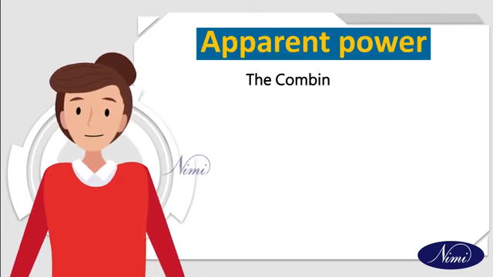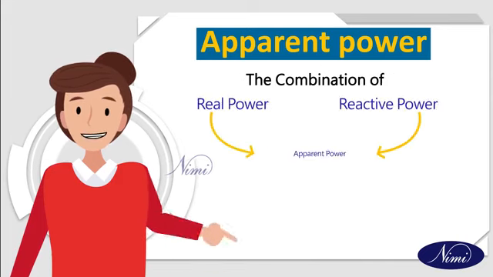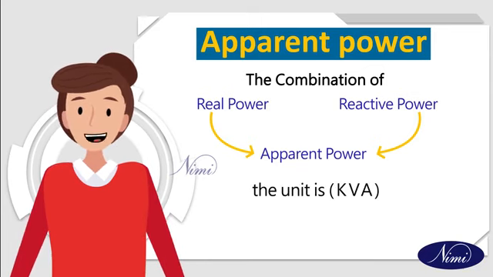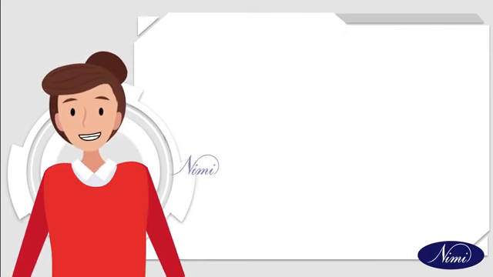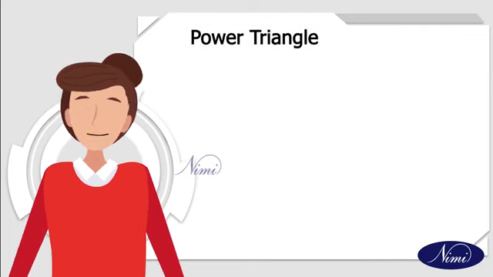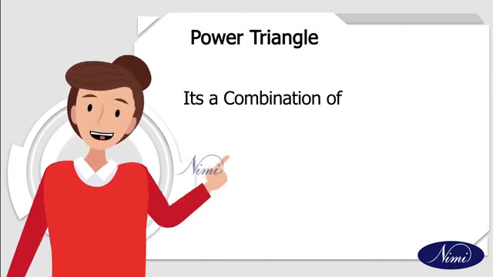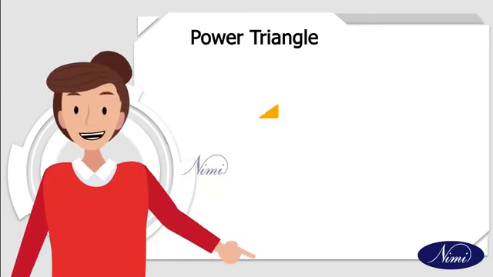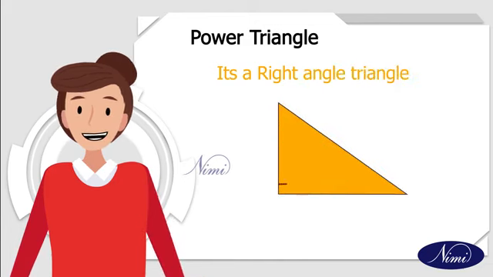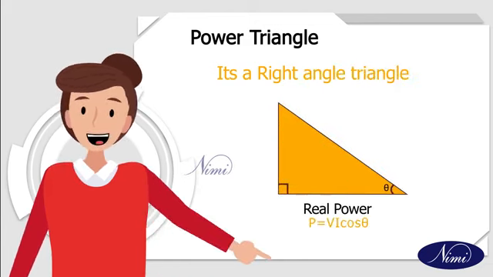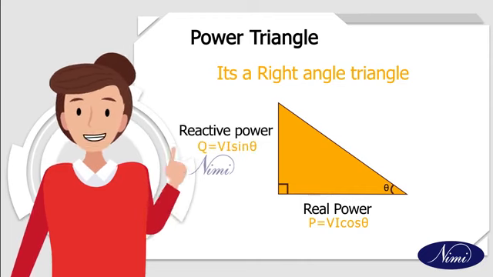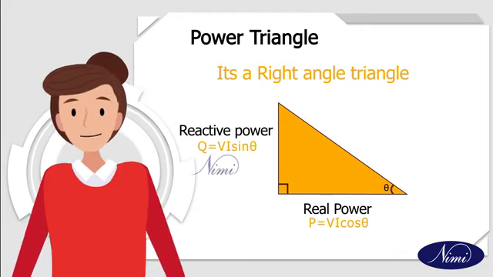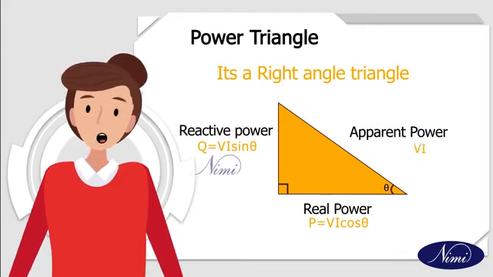Next one is apparent power. The combination of these two powers gives the apparent power. The unit of the apparent power is kVA. Next one is the power triangle. It is a combination of the real power, reactive power and apparent power. It is a right angle triangle in which the real power and reactive power are taken as the adjacent side and opposite side of this triangle. The hypotenuse shows the apparent power of the circuit.